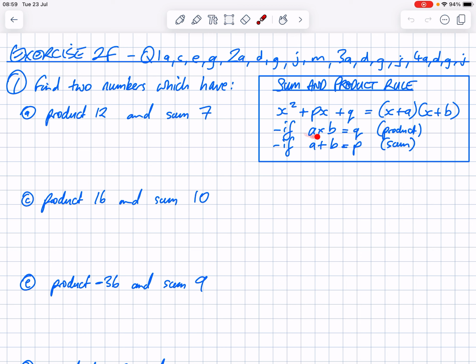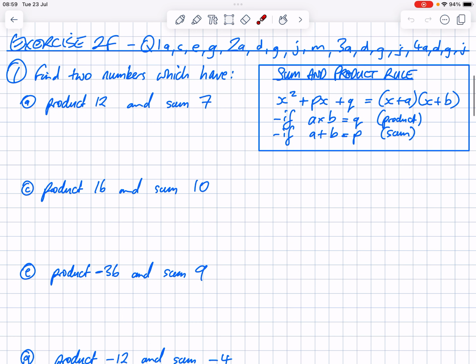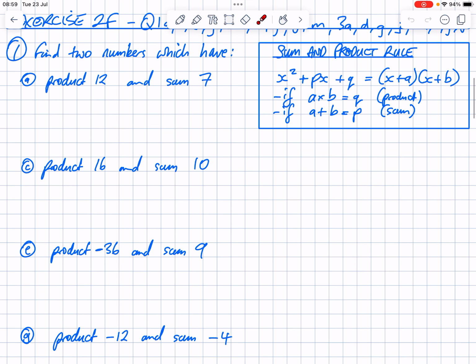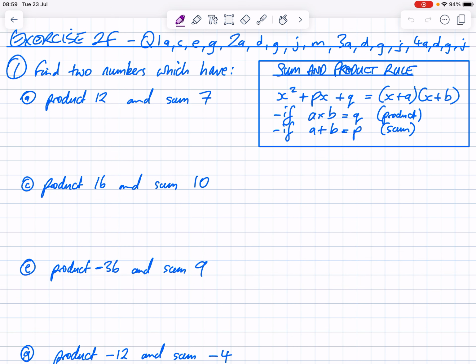Well, if two numbers a and b are multiplied together and they produce q, and if those same two numbers a and b add together to produce p, then that factorization applies. Multiplication means product, adding means sum. So the first part of this exercise doesn't ask you to do the sum and product rule. It just gets you to practice deciding what two numbers have a certain product and a certain sum.